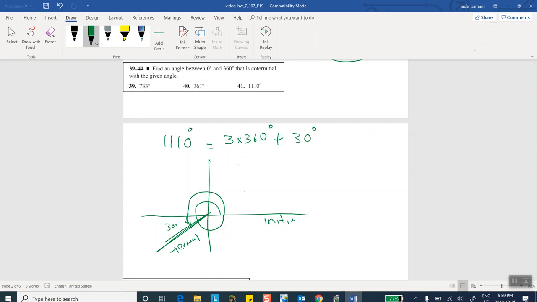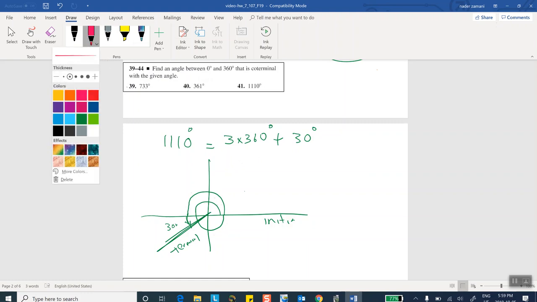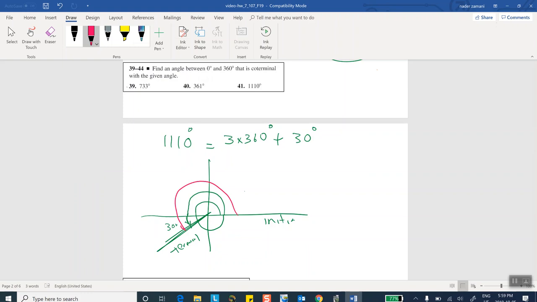So when you look at this diagram, if I want to write an angle between 0 and 360, this is what I need to do. You start here, you go there, okay? And this is 180 plus 30, and this is 210. So the answer to this is 210 degrees, because it has the same terminal side as 1110 degrees, and it is an angle between 0 and 360, because that's what it said right there.